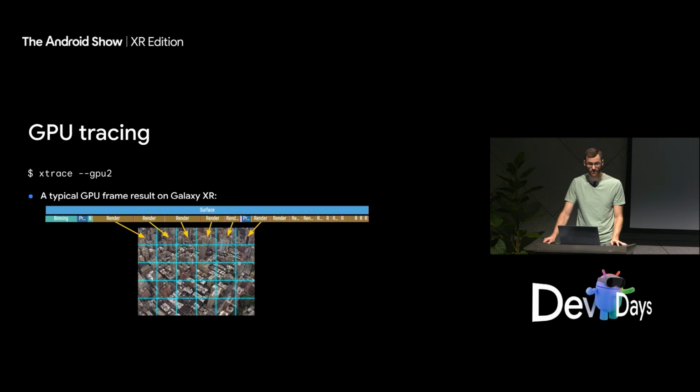Now let's look at a GPU trace example. This is one frame of GPU events. The top surface event represents a frame buffer being rendered and written to DDR memory.